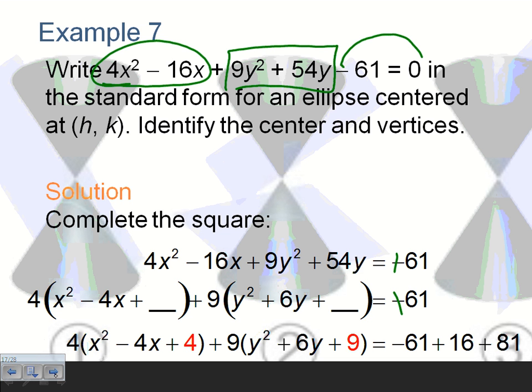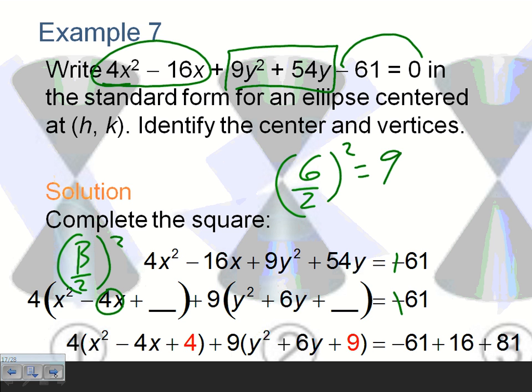And here, we pull the 4 out of this. We get x squared minus 4x plus, and let's complete the square. So we take this, remember b divided by 2 squared. So negative 4 divided by 2 is negative 2. Squared is 4. Same thing here. We take 6. We divide it by 2, which is 3 squared, which is 9. So I come down here and I put 9 in. Now I've completed the square, but I've added 16 and 81 to that side, so we have to add 16 and 81 to the other side.